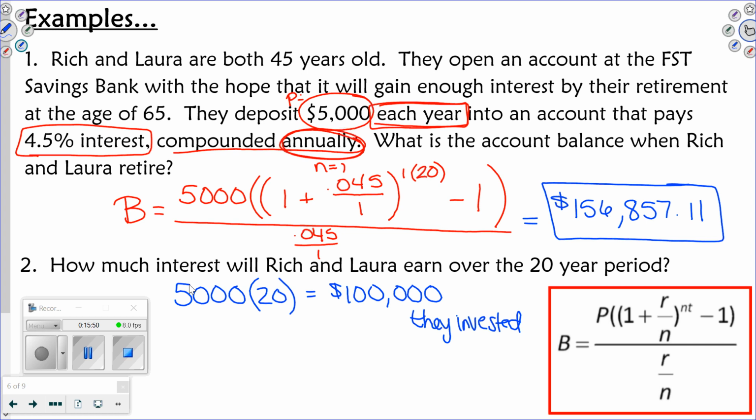How much interest will Rich and Laura earn over the 20-year period? Did it say simple interest? No, it did not say simple interest. So take a look here, guys. We need to stop and think. They put in $5,000 every year for 20 years. So they actually put in $100,000. So how much interest did they actually earn? 56,000.